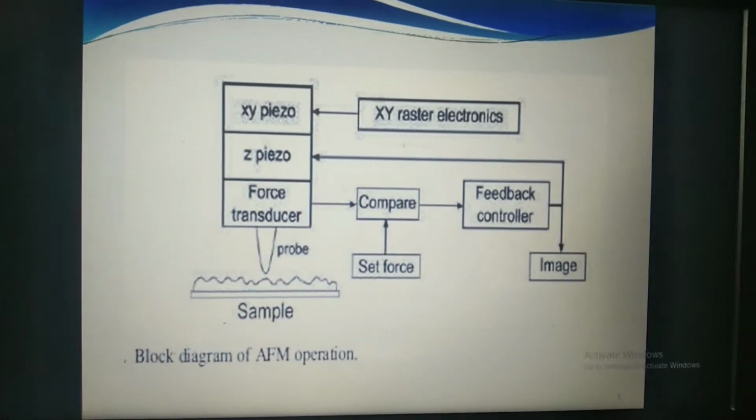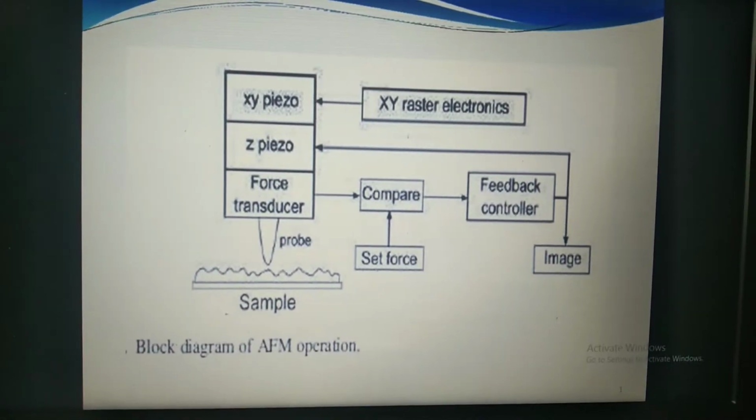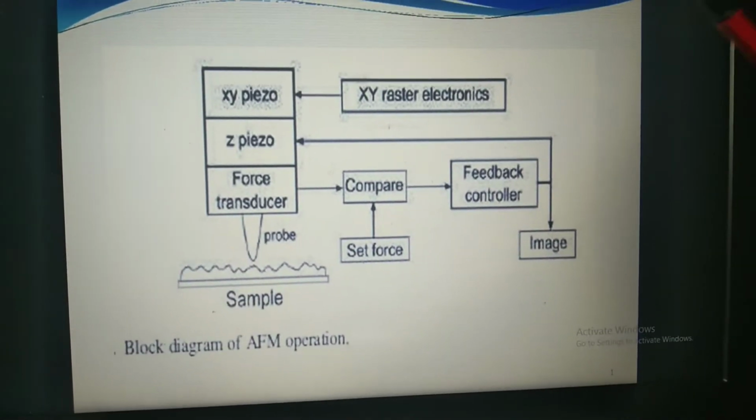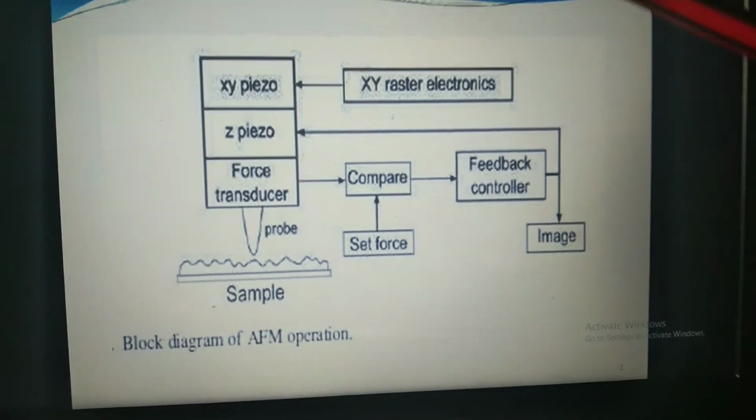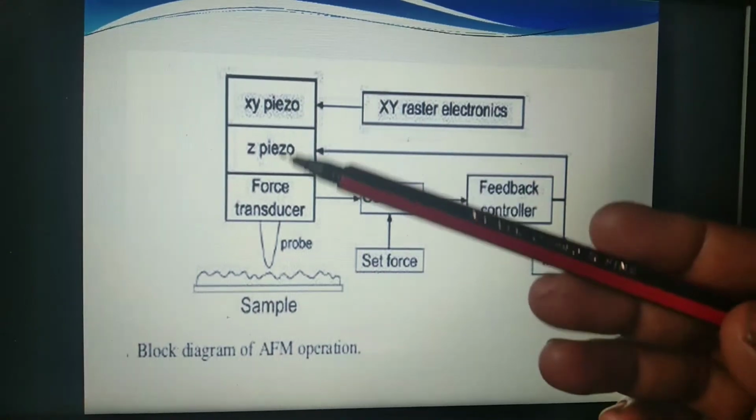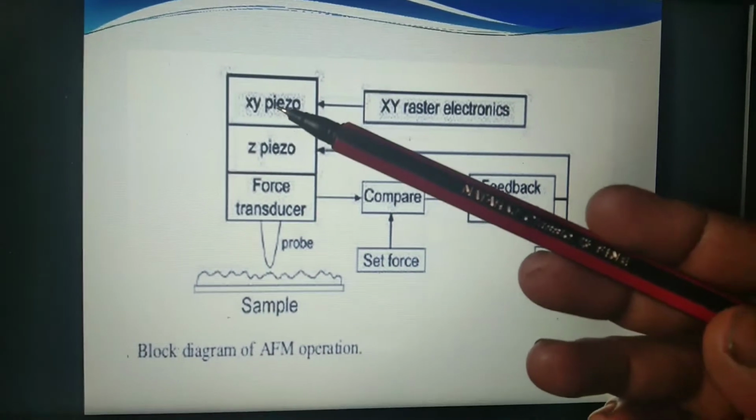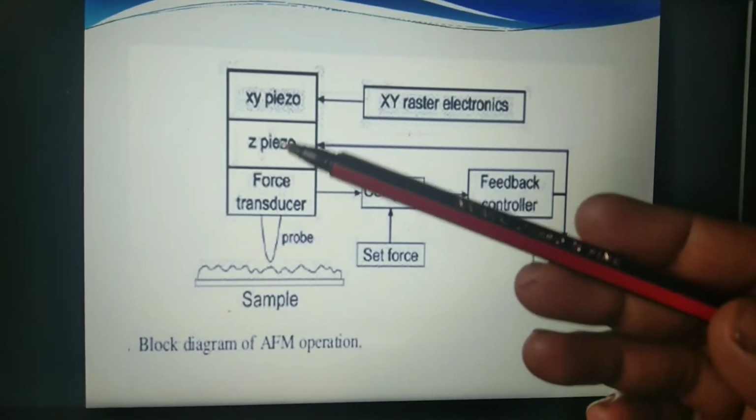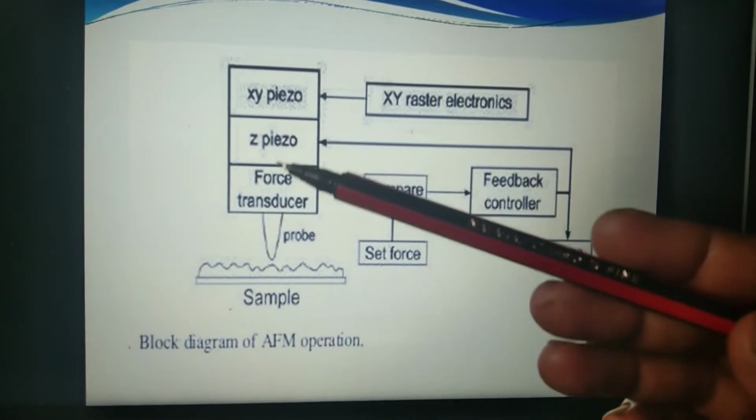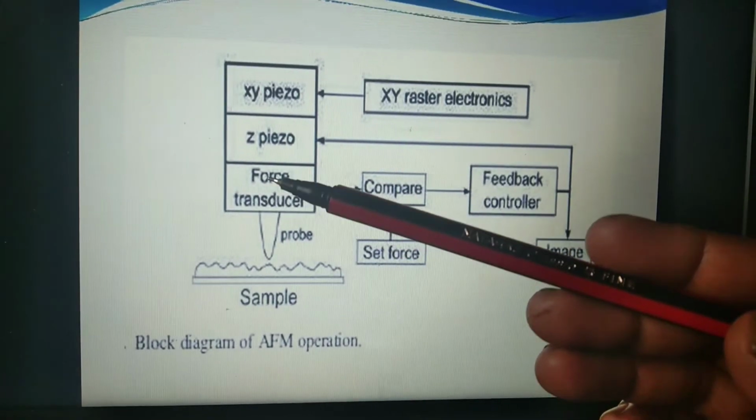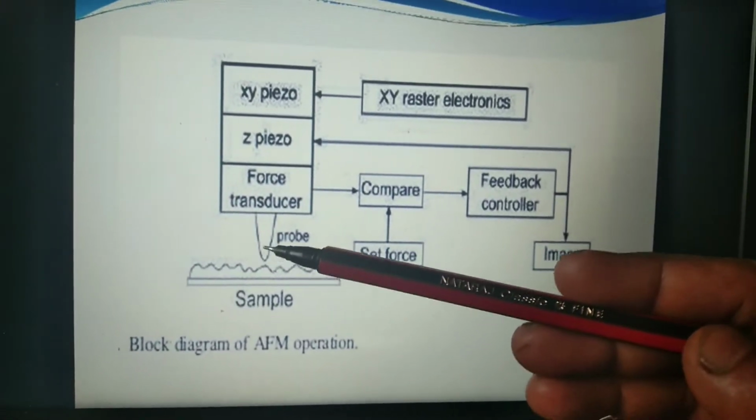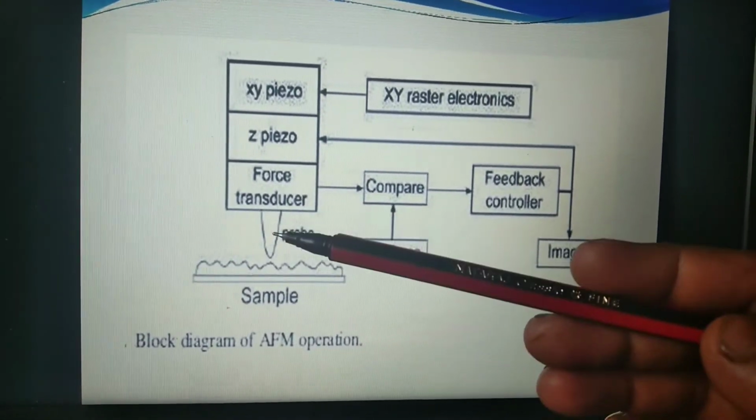Hello class. Now in continuation of the atomic force microscopy technique, in part 2 for week 5 I have given a block diagram of AFM operation. You can see there is the piezoelectric sensor in XY and Z. This XY and Z will give you the sensing of the sample in the XY and Z direction, and this is the transducer that will sense the sample under a particular force of attraction or repulsion.